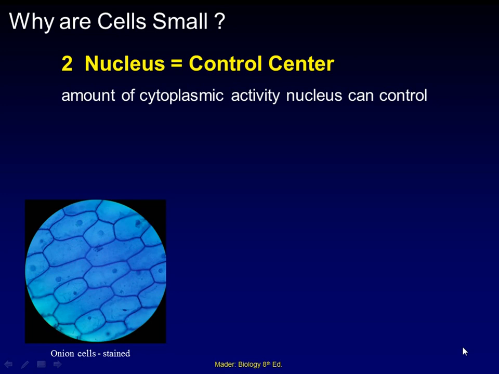Throwing some slides up for you to see the nuclei of some cells. Got kind of an assortment, got animal cells, plant cells. The first one you're looking at there is a plant cell. That's onion cells, and they've been stained with a stain called methylene blue. There is the nucleus of those cells.